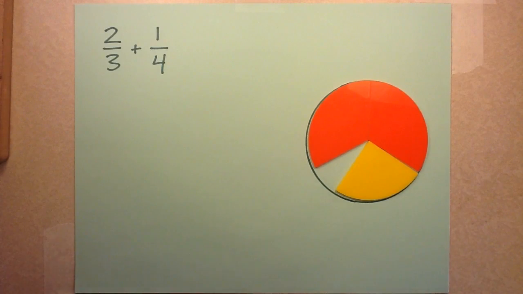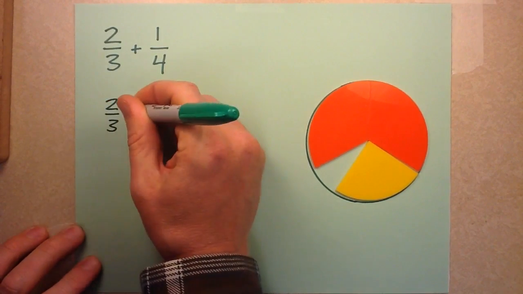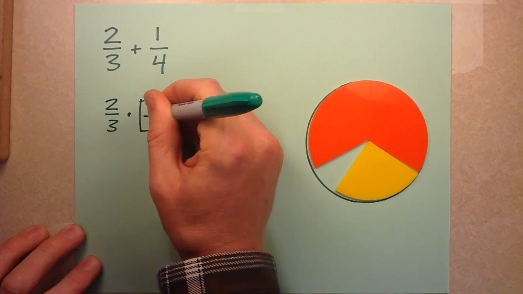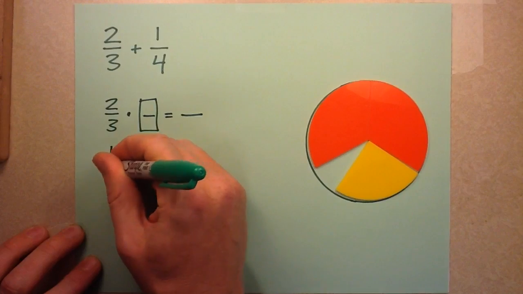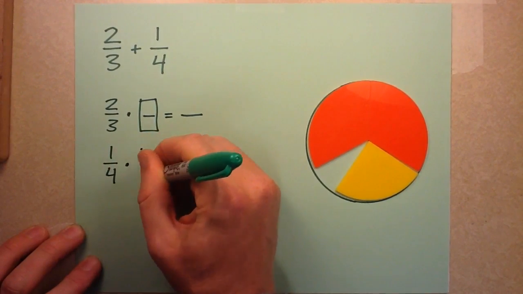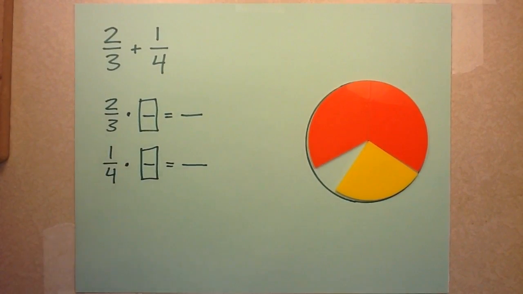So keep in mind we can use the giant 1 to rewrite fractions so that their denominators are the same. So I could take 2/3, for example, and multiply it by some sort of a giant 1 to get a new form of that fraction. And I could do the same thing with 1/4. I could take 1/4 times some giant 1 and get a new way to write that fraction as well.